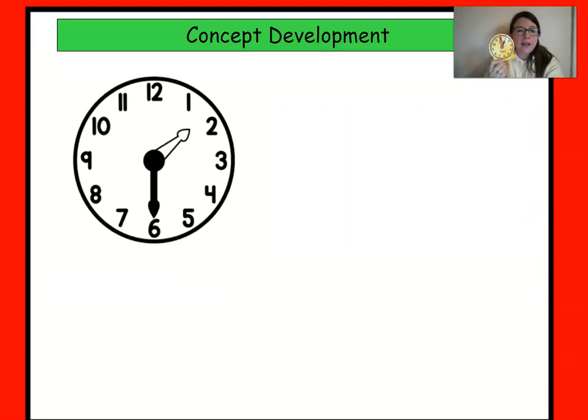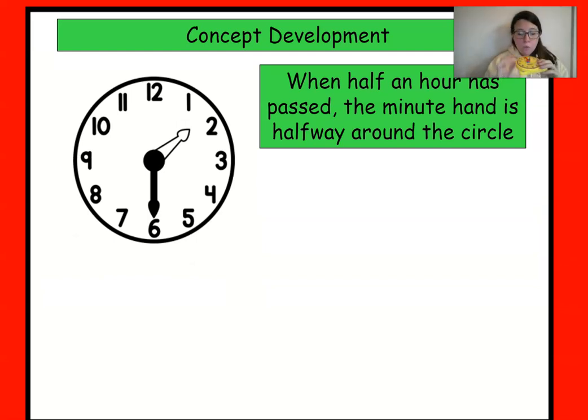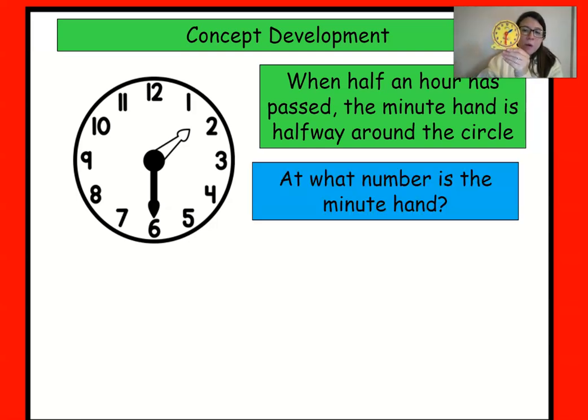1 o'clock. Excellent work. When a half hour has passed, the minute hand has traveled halfway around the circle. So it started up here, and it's gone halfway around. Made it down to the 6. See that? At what number is the minute hand? It's on the 6. Very good.